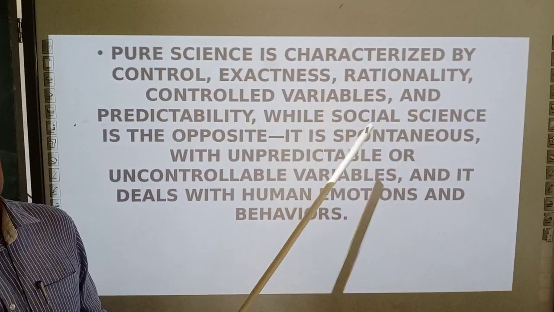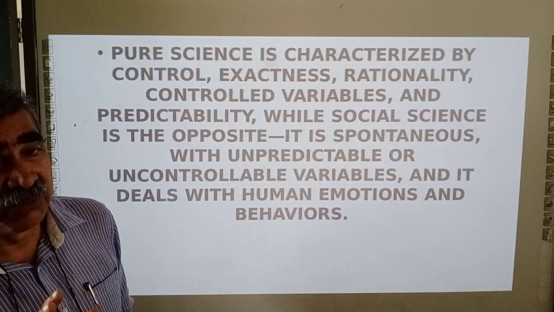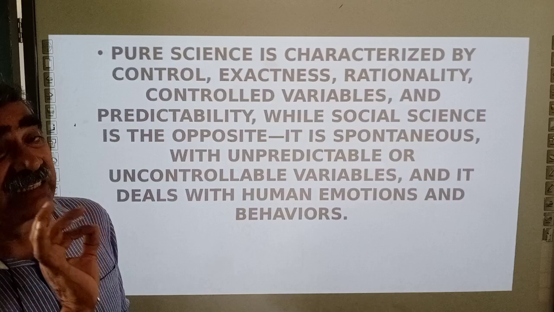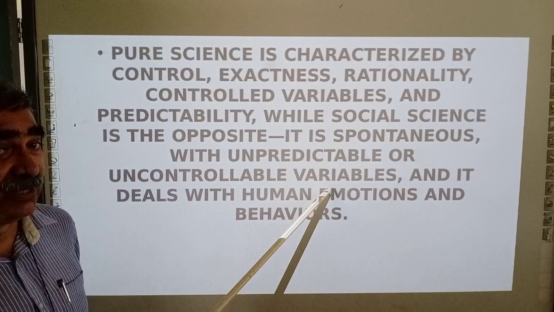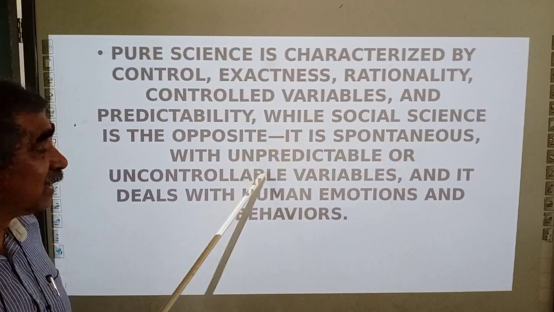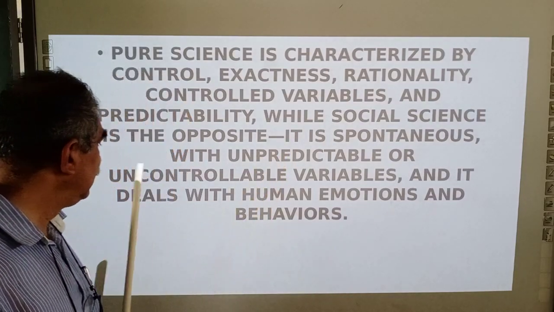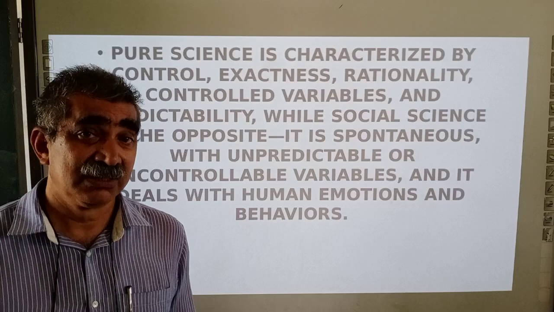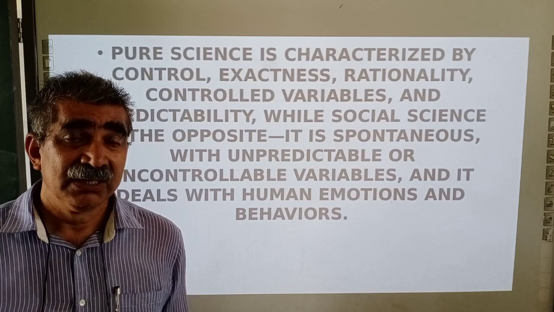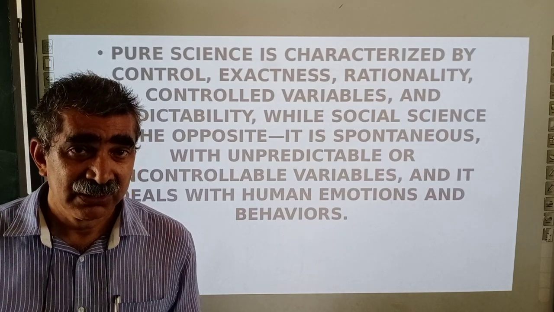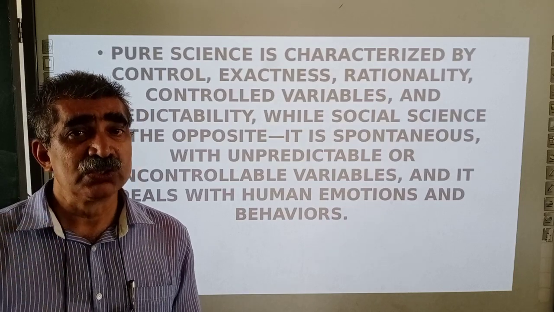Rationality, controlled variability, and predictability: there will be no predictability in social sciences. We can predict, but it is not guaranteed that the result will be as predicted. So it is spontaneous, unpredictable, with uncontrollable variables, and it deals with human emotions and behaviors. Happiness, sadness: today somebody will be happy, tomorrow somebody will be sad, day after tomorrow somebody will have no emotions. So all those things are separately dealt with in social sciences.